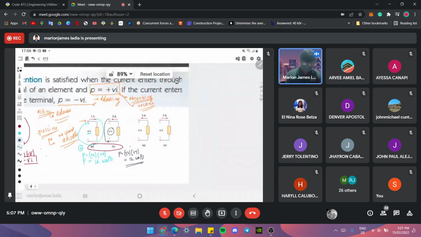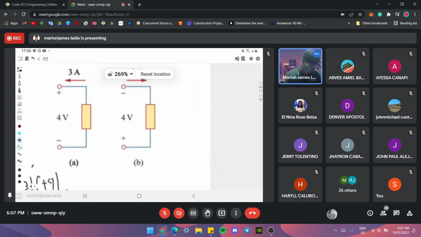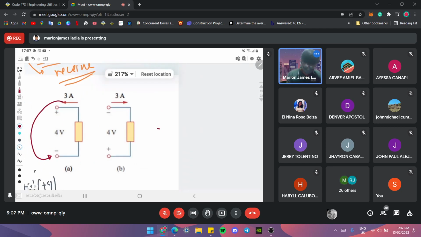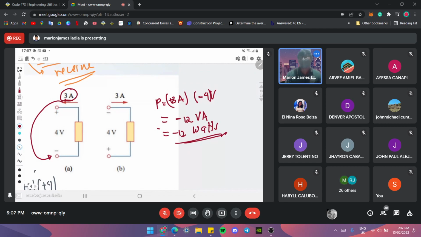So how about in our diagram number 2? In our diagram number 2, as you can see, your 3 ampere is going out of the terminal of our 4 volts. If you're not sure, just rotate it, it enters the negative of the 4 volts. Therefore, power is equal to 3. Why positive 3? Because in that direction, you have a positive magnitude of 3 ampere. Then it enters the negative value of our 4 volts, negative 4, so we will have a value equal to negative 12 VA or negative 12 watts. Take note that the alternative unit for watts in a DC circuit is VA.